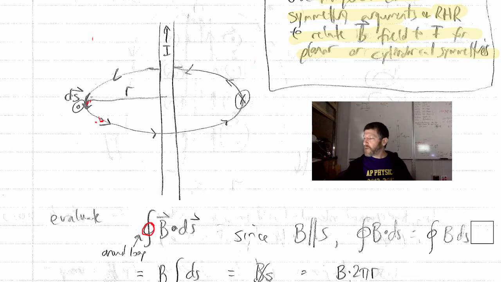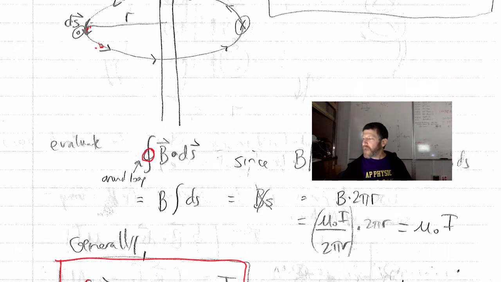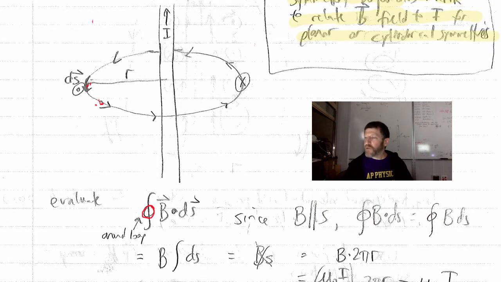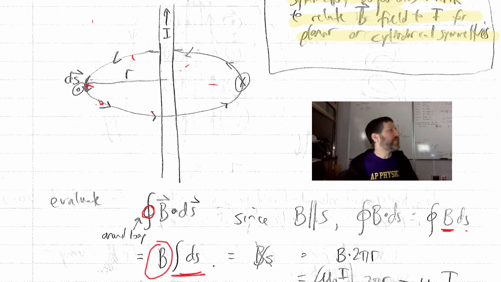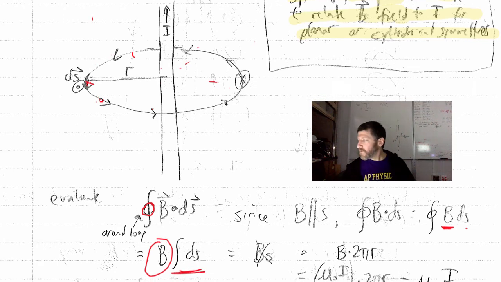So B dot ds just becomes B times ds in the integral. And because by symmetry this r is the same for every point on this whole loop, that means B is a constant because r is a constant. That can come out of the integral. And then all we've got to do is integrate ds. But that's easy. The distance around a closed loop of radius r is what? 2 pi r. So that's why this is so easy.